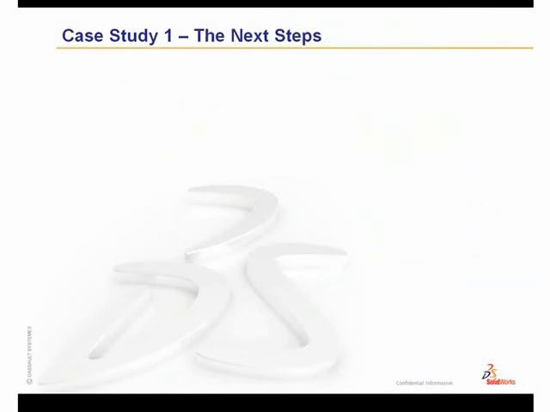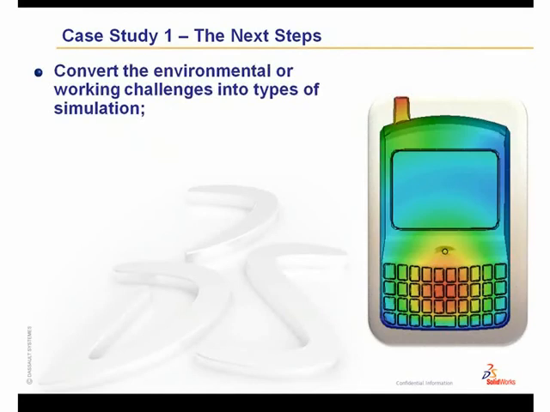So once we have these considerations, what we then want to do is convert them into simulations that our CAE tools can carry out. So we're going to convert the environmental working challenges into different types of simulation. So when we think about the multiple plastic parts coming together, we can consider fit, maybe do a tolerance analysis.